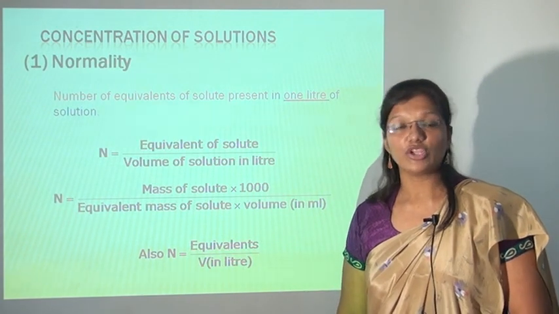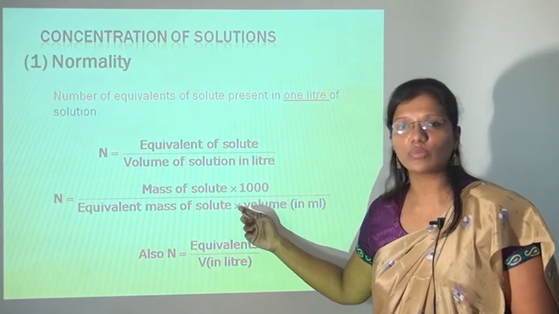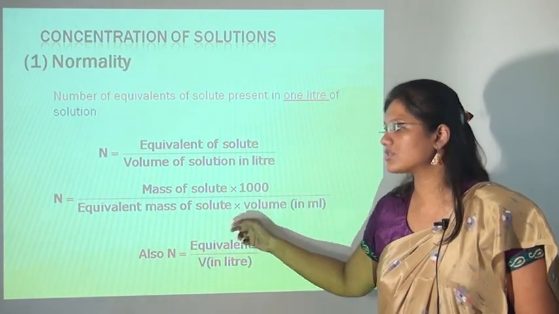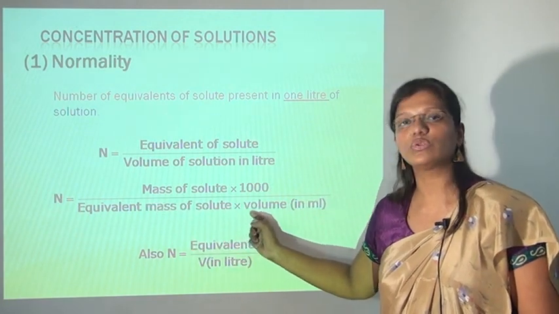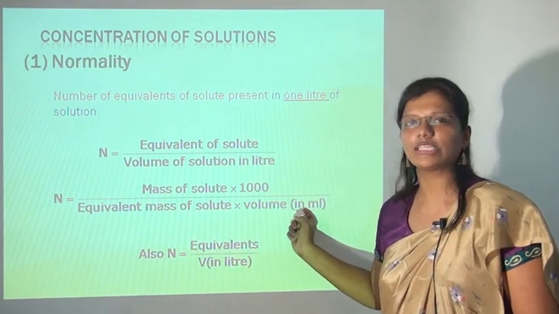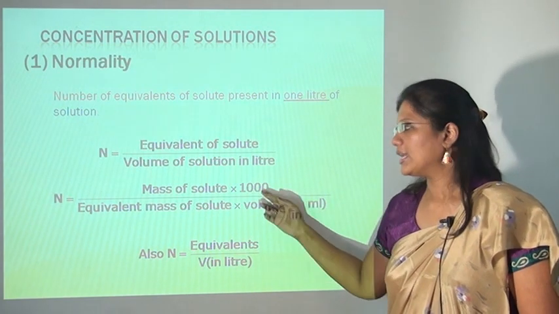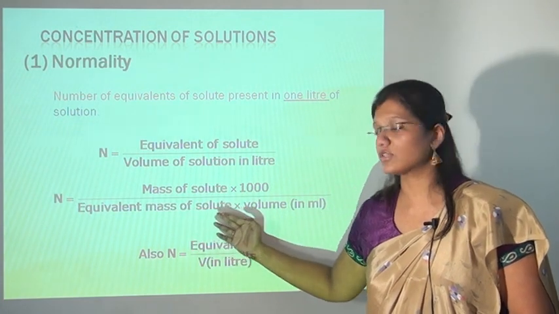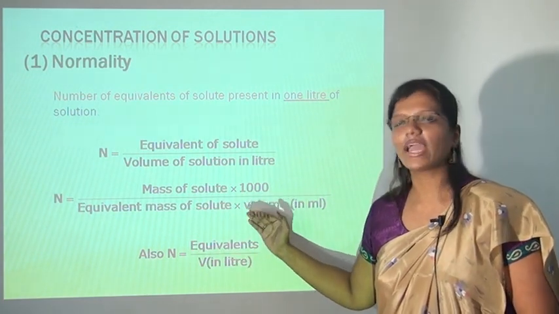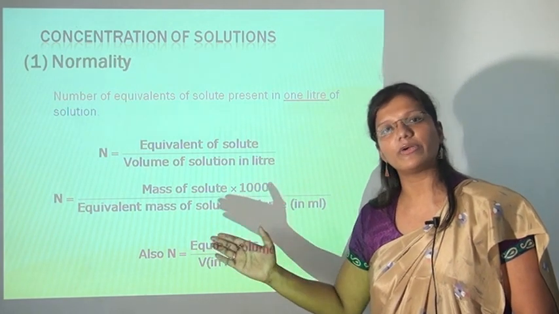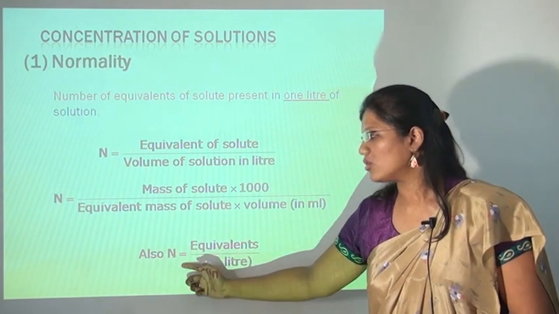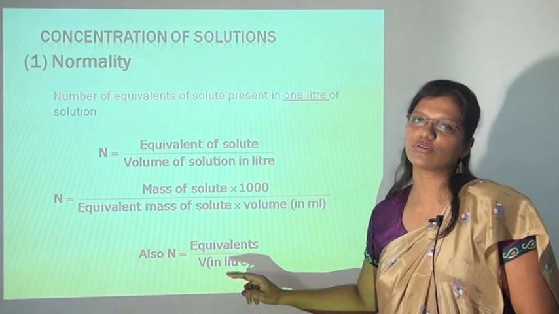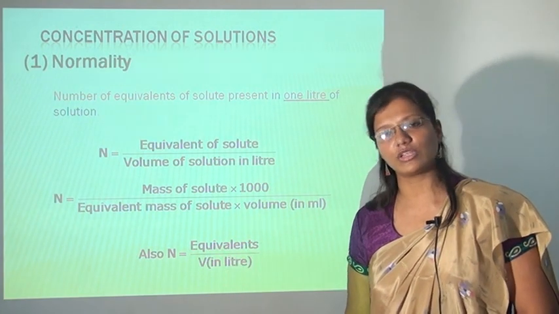When you are calculating in practical ways, this formula helps: capital N is equal to mass of solute into 1000 divided by equivalent mass of solute into volume in ml, or in liters, whatever you are using. If you put in the values of mass of solute, equivalent mass of solute and volume in ml, you get the normality of that particular solution. Also, N is equal to equivalents divided by V in liters. This formula can also help you find the normality of any solution.